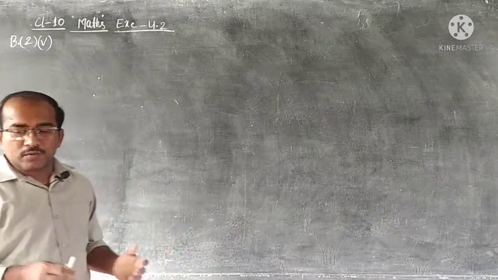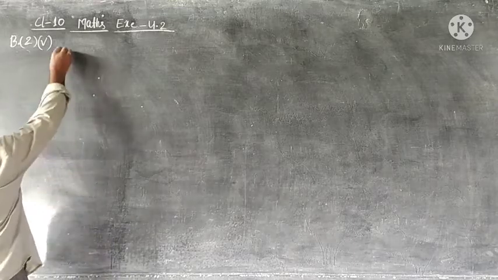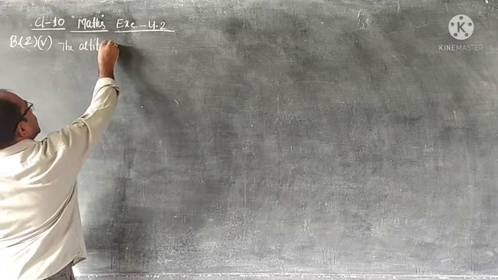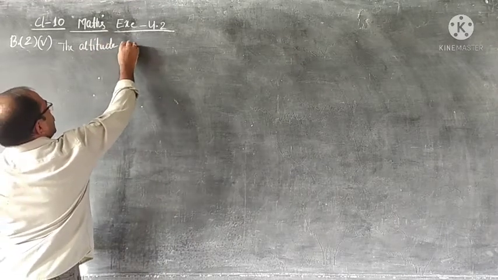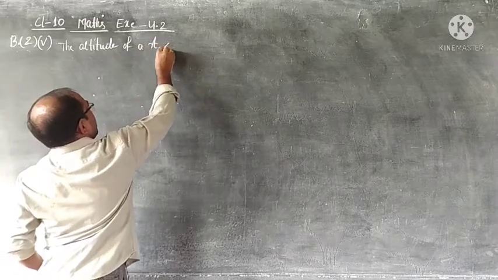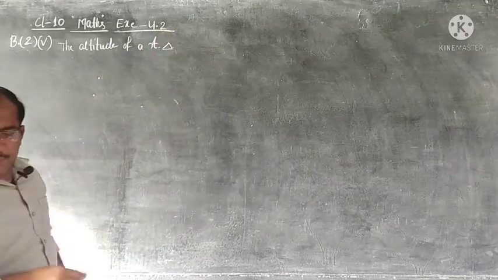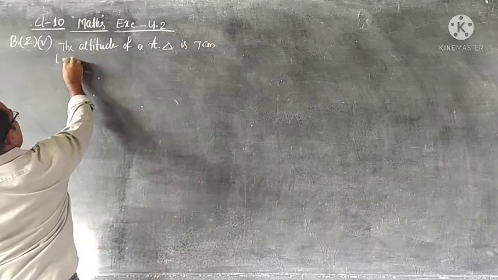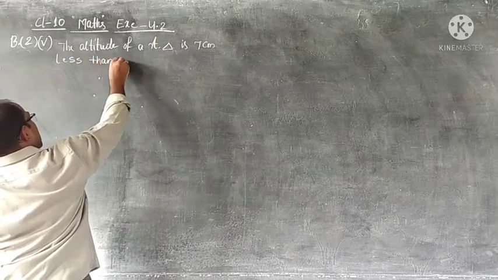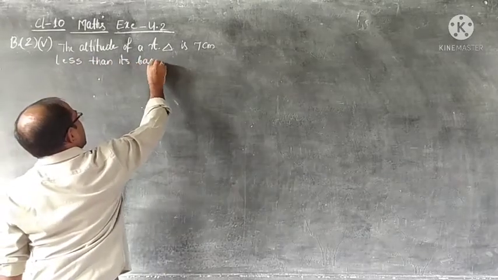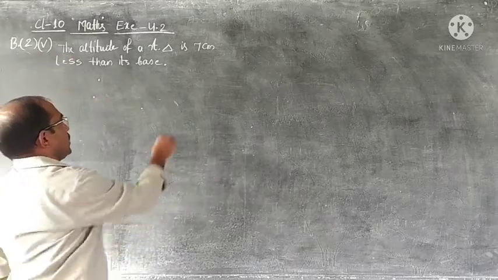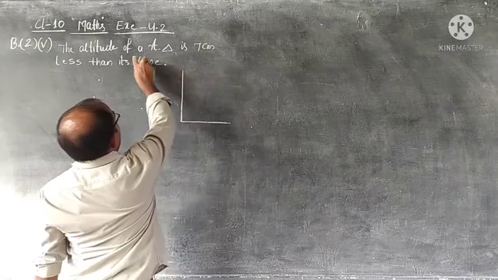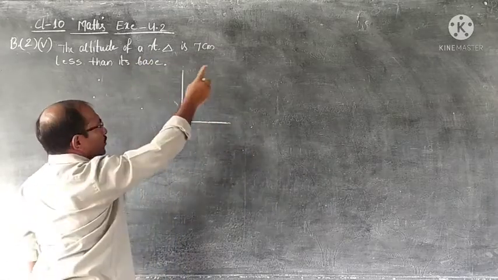So let's go with the conditions given here. The altitude of a right triangle is 7 cm less than its base. This sentence is about the altitude and base of a right triangle. What is that? Altitude is 7 cm less than base.